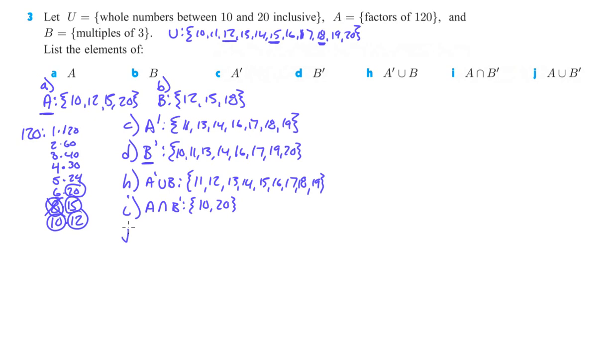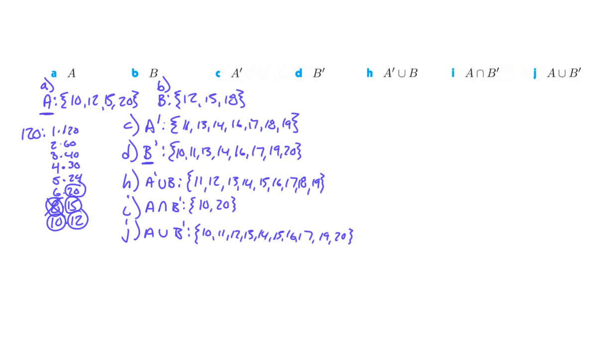And then last one on this one here is J, which is A union B prime. So everything that's in A and everything that's in B prime. So B prime's got everything except for 12, 15, and 18. But 12 and 15 show up over here. So this is going to have everything except for 18, the only one that's not listed in either of those. So 10, 11, 12, 13, 14, 15, 16, 17, 19, and 20, right? Okay. Takes a little bit of time, but it's doable.